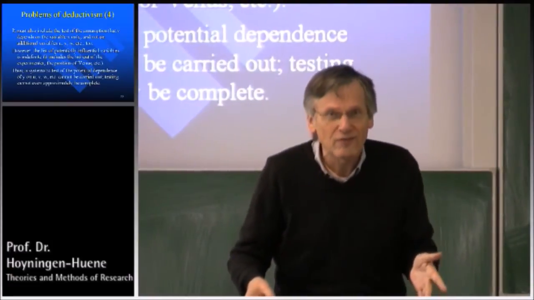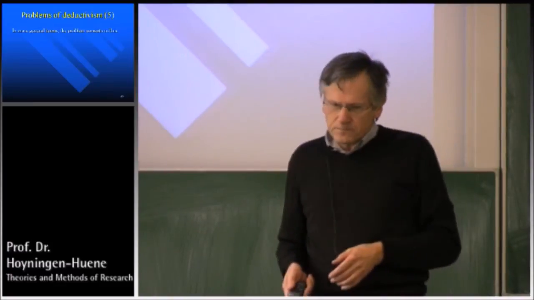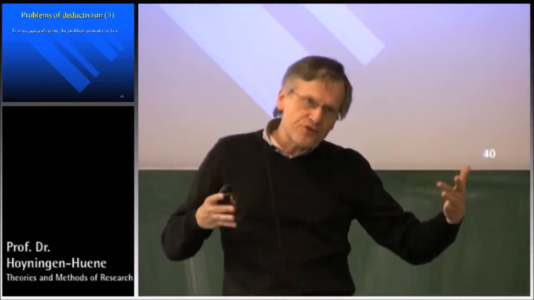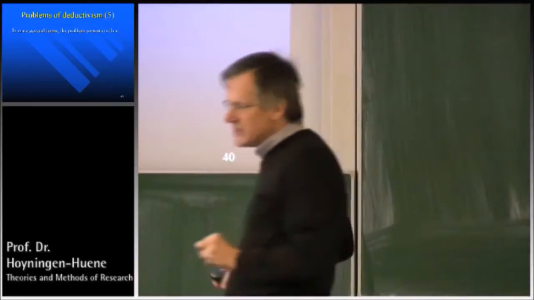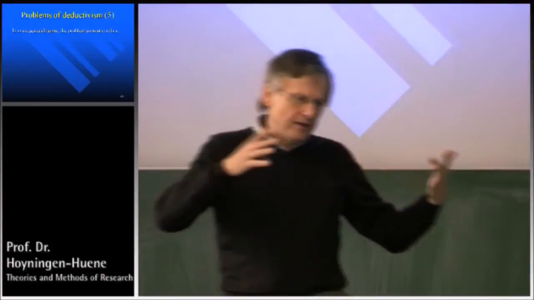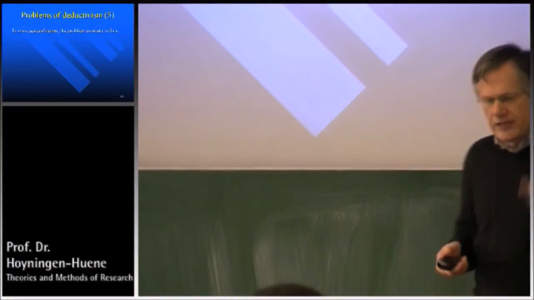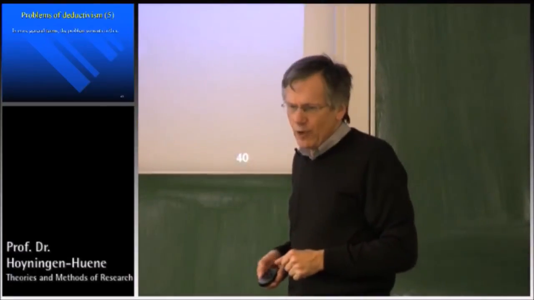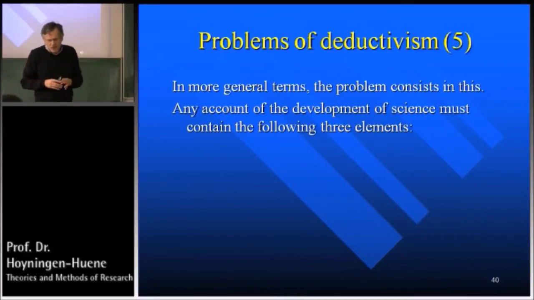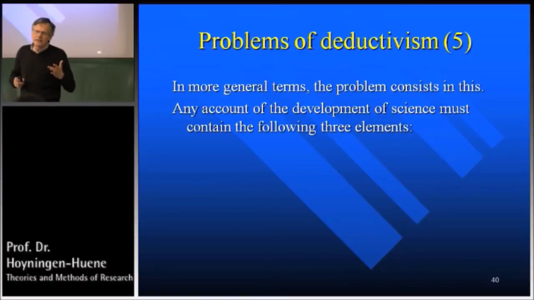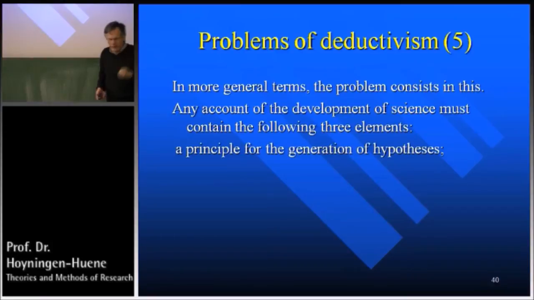But we should have an argument, right? And that is something we should now develop and look at a little closer. I tell you now in more abstract terms what the problem is we are dealing with here, because that gives you some more general insight in thinking about science, which is, of course, the idea of this class, that you learn to think about science. In more general terms, I believe that an account of the development of science must contain the following three elements. You must have an answer to the following three questions.